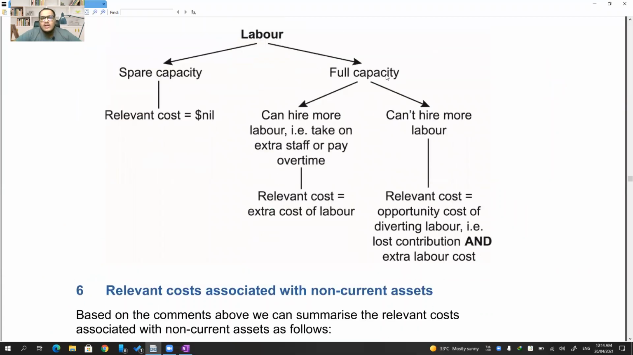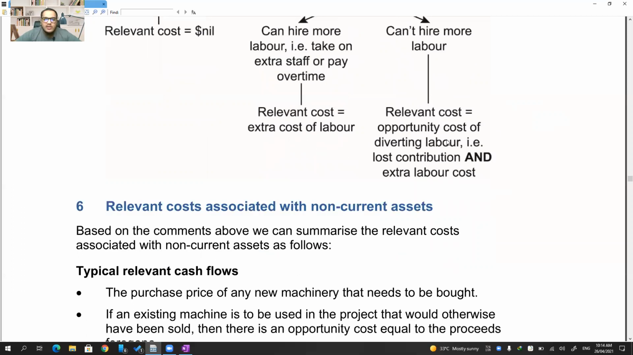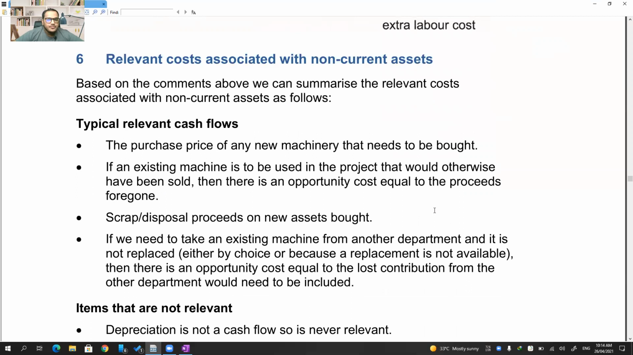And if the labor is already working at full capacity, then you need to either hire more labor or take the labor out of your existing departments. If you hire more labor, the relevant cost will be the cost of the labor. If you are taking them out of the existing departments, then the lost contribution will be the relevant cost, lost contribution plus the extra labor cost if you are paying them any overtime or something like that. See, the opportunity cost of diverting the labor will be the lost contribution and the extra labor cost if you are paying them anything over and above the regular prices.